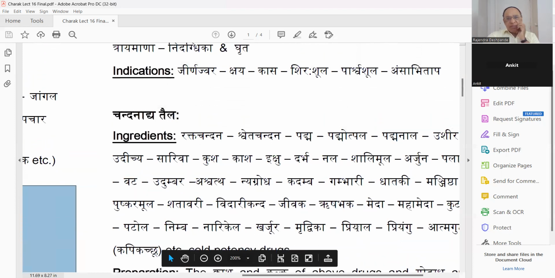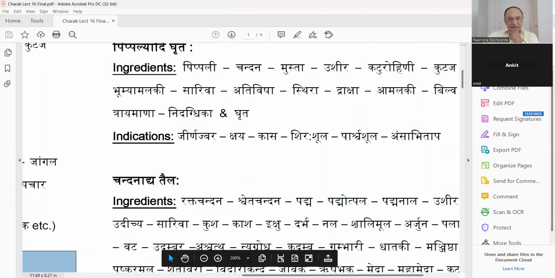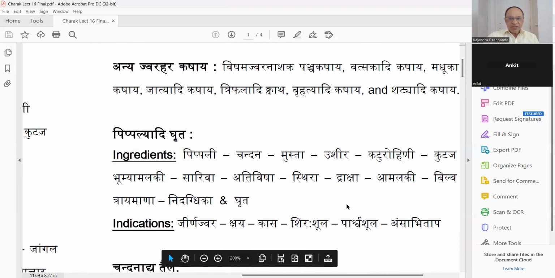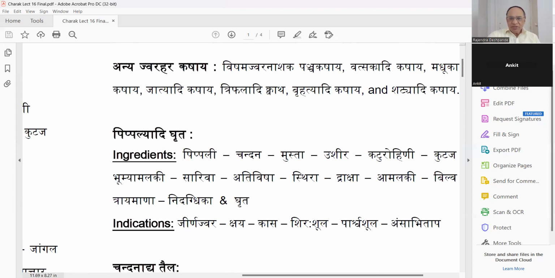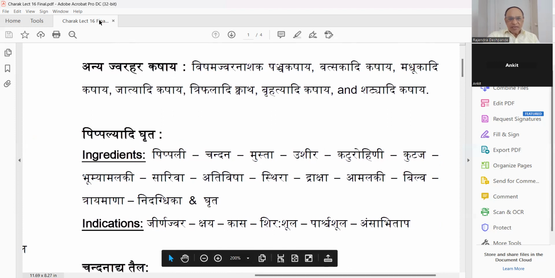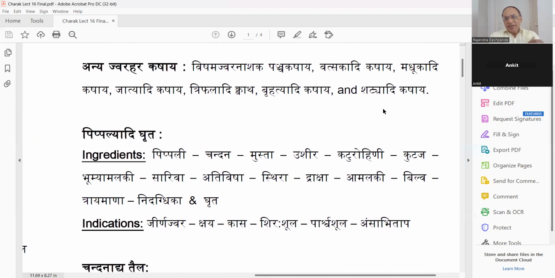आगे चलकर देखते हैं कि पायरेक्सिया के लिए, फीवर के लिए चरक क्या क्या बोलते हैं, क्या करना है, कैसा करना है करके। We are seeing the management of the fever by Charaka Samhita Chikitsa Sthana. तो यहाँ आप देख सकते हैं कि अन्य ज्वरहर कषाय में जो नाम लिखे हुए हैं चरक संहिता में, विषम ज्वर नाशक पंच कषाय ऐसा उन्होंने लिखा है। उसके बाद है वत्सकादि कषाय, देन उसके बाद मधुकादि कषाय, जात्यादि कषाय, त्रिफलादि क्वाथ, बृहत्यादि कषाय और शट्यादि कषाय। My dear friends, these notes are in a very short manner, so इसमें कुछ आपको छोड़ना नहीं है.